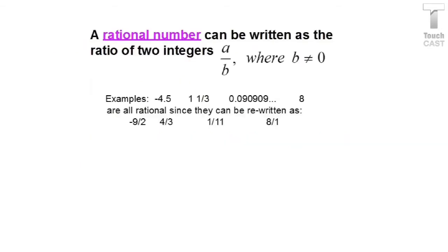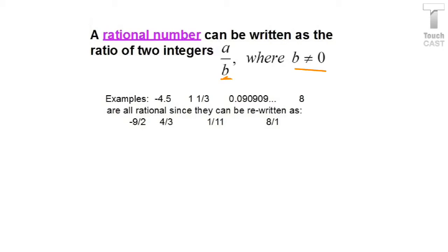Next we have rational numbers. A rational number can be written as the ratio of two integers, a over b, where b cannot equal 0. That just means that a rational number is anything that can be written as a fraction. And whenever you have a fraction, your denominator cannot equal 0.